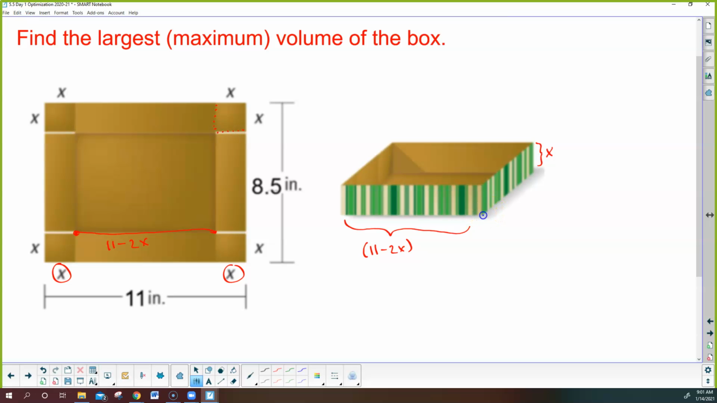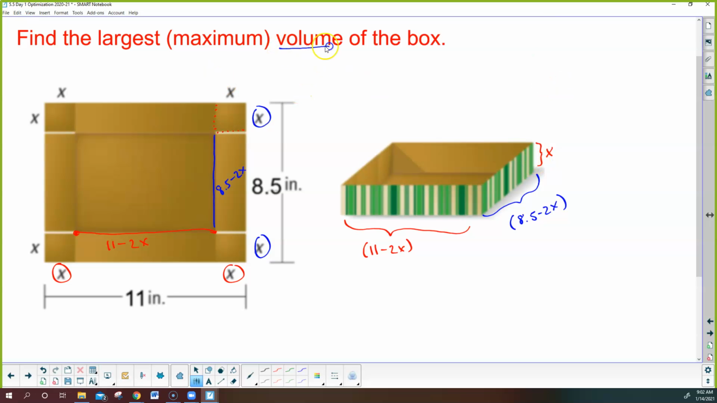Okay. And then we need the expression for the width. And the width, well, the entire width was 8.5, but we took an x away from this side and an x away from this side. So we took two x's away from the total width. And notice how I put those in parentheses. That's kind of a key piece. So one of the skills with a problem like this is to take the understanding of this two-dimensional image and be able to think of it as a constructed three-dimensional box.